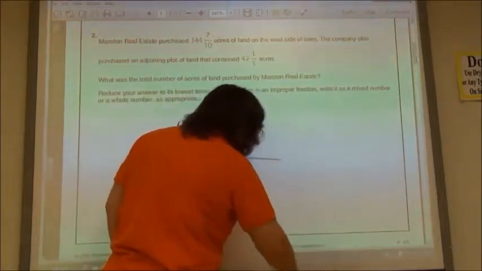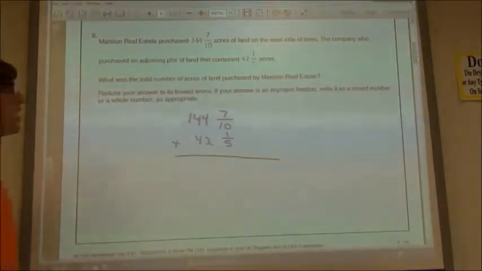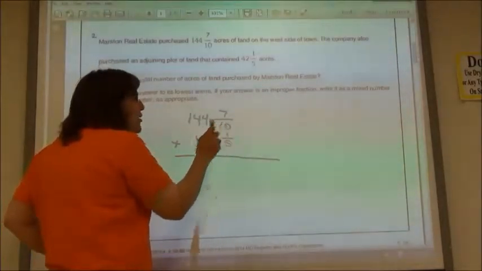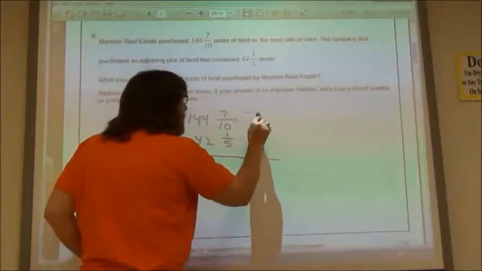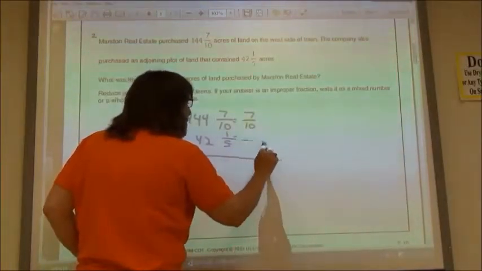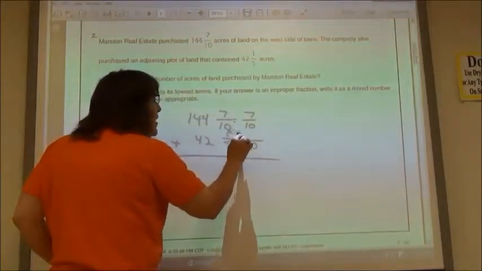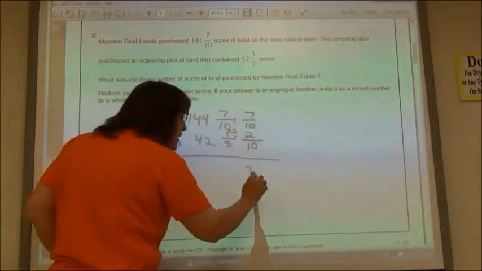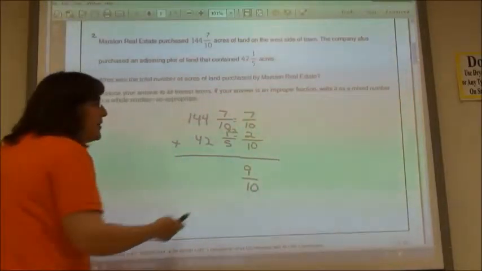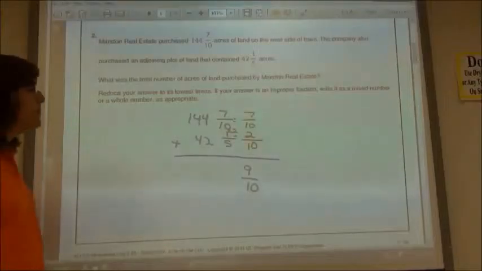So again, I'm going to start by adding the fraction part. If I'm going to add the fraction part, I have to have a common denominator. 5 does go into 10, so 10 is your least common multiple. So the 7/10 isn't going to change, but the 1/5 we need over 10. 5 goes into 10, 2 times 1 is 2. So 7/10 plus 2/10 is going to give me 9/10. Again, that is a proper fraction in lowest terms. I can't change it to a mixed number. I'm just going to leave it.